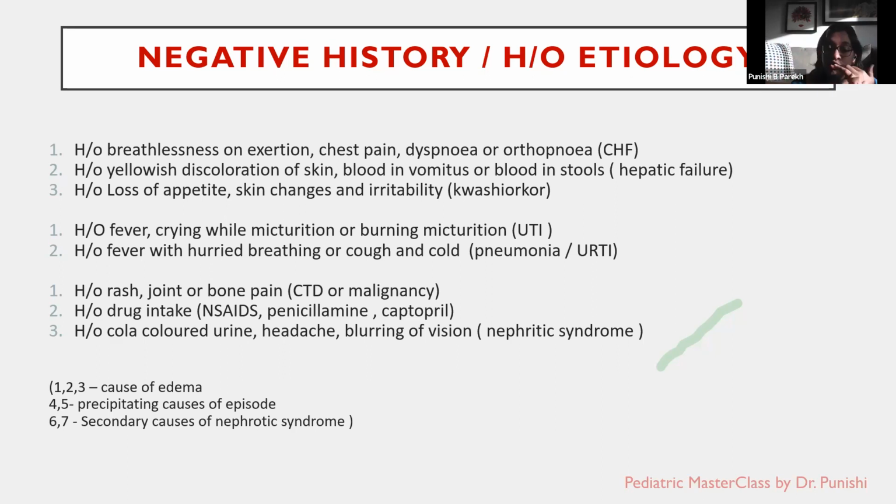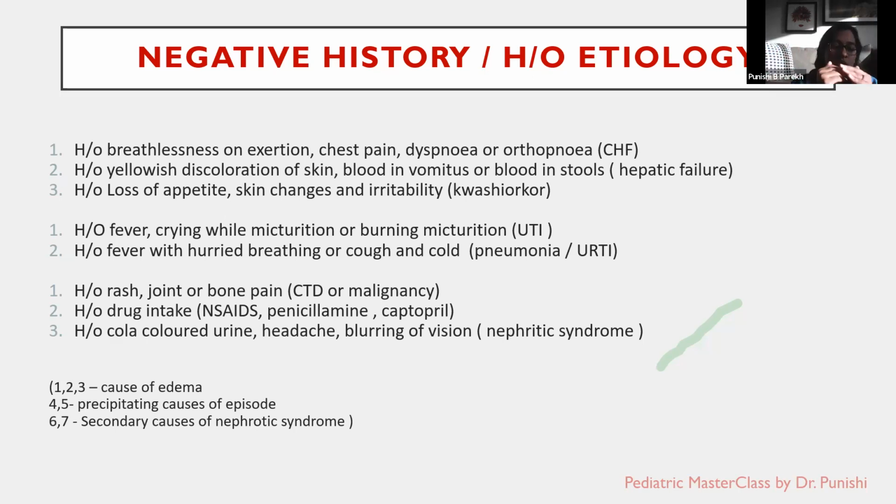History of drug intake. So what drug history will you want to ask? Either NSAIDs, captopril, penicillamine, gold salts. All of these again can lead to secondary nephrotic. The third one, very important, is nephritic syndrome. Okay, so there is a certain amount of overlap between nephrotic and nephritic. There are certain features which are similar, there are certain features which are very distinct between the two.